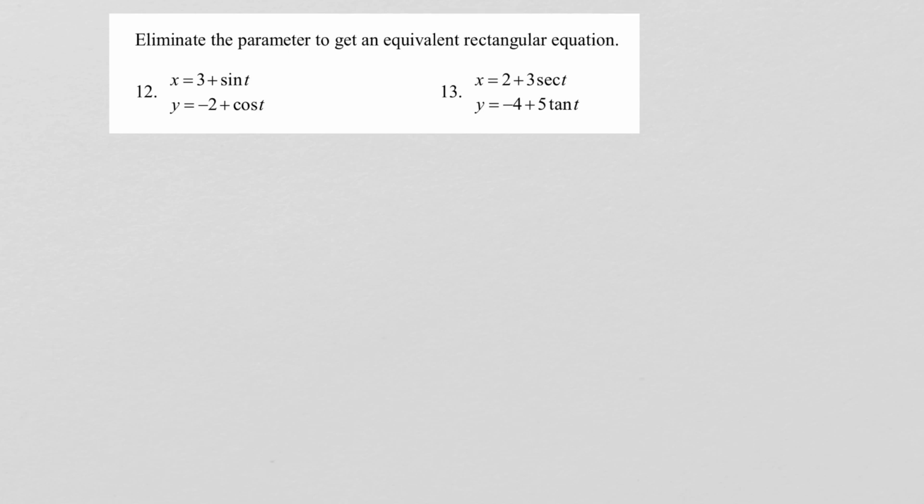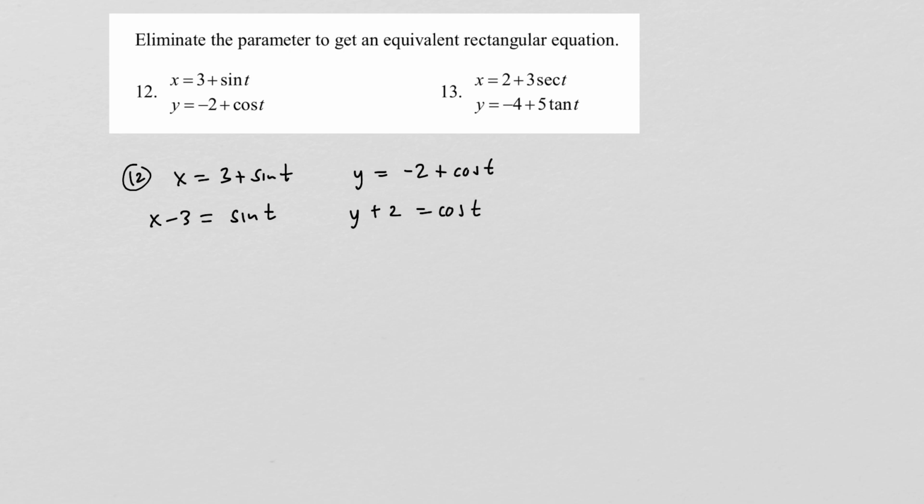In the next problem, we have some parametric equations, and we want to get an equivalent rectangular equation. So in problem 12, we have x equals 3 plus sine of t, and y equals -2 plus cosine of t. The way to do this is to simply solve for sine and cosine in each of these equations. If we subtract 3 here, we get x minus 3 is equal to sine of t. And if we add 2 on the other one, we get y plus 2 equals cosine of t.